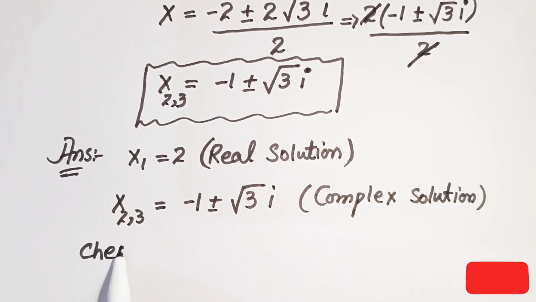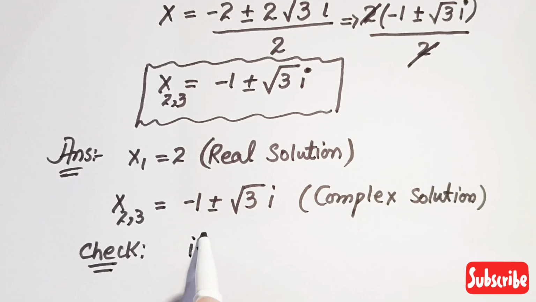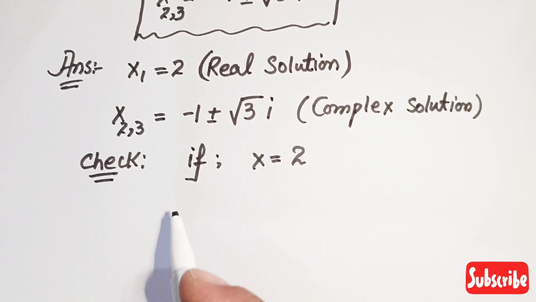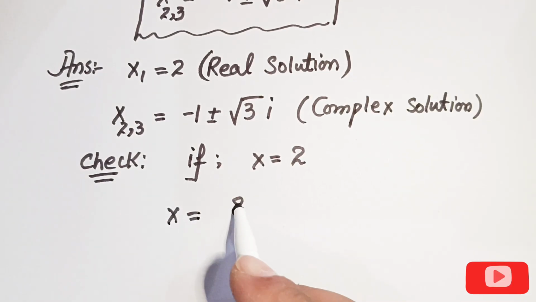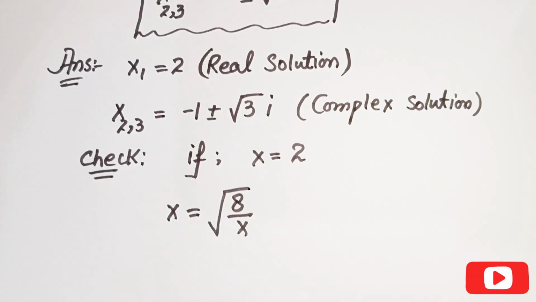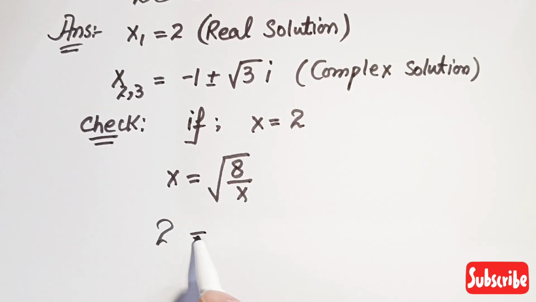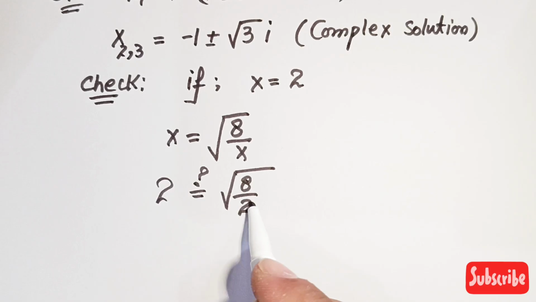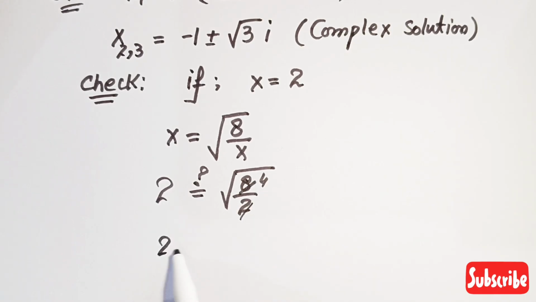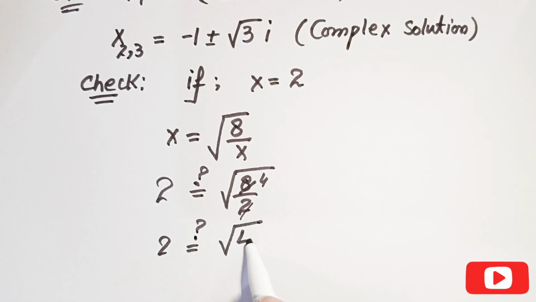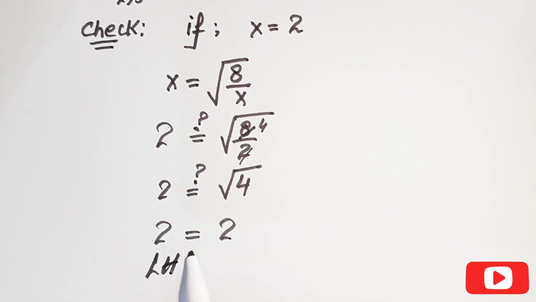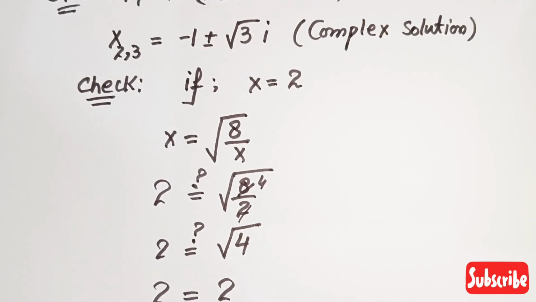So we can check that if the value of x is 2, then recalling our problem, x is equal to the square root of 8 over x. Now if we put x is equal to 2, here we have 2 equals the square root of 8 over 2. So 8 over 2 is 4, and the square root of 4 is equal to 2, so we get 2 is equal to 2. Hence our left hand side is equal to our right hand side. So we have proved that our value of x is true for this problem.